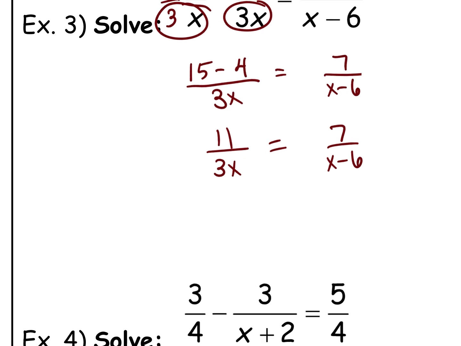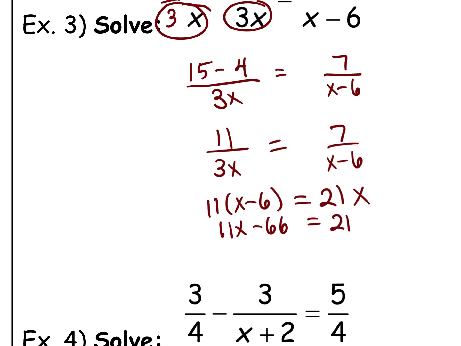Okay, so now let's cross multiply. So I got 11 times x minus 6, and I got 21x. A little more math. 11x minus 66 equals 21x. I'm going to subtract the 11x. Why? Gets me a positive x, plus it gets me my stuff by itself faster. So I get what? 10x. So x equals negative 66 over 10.